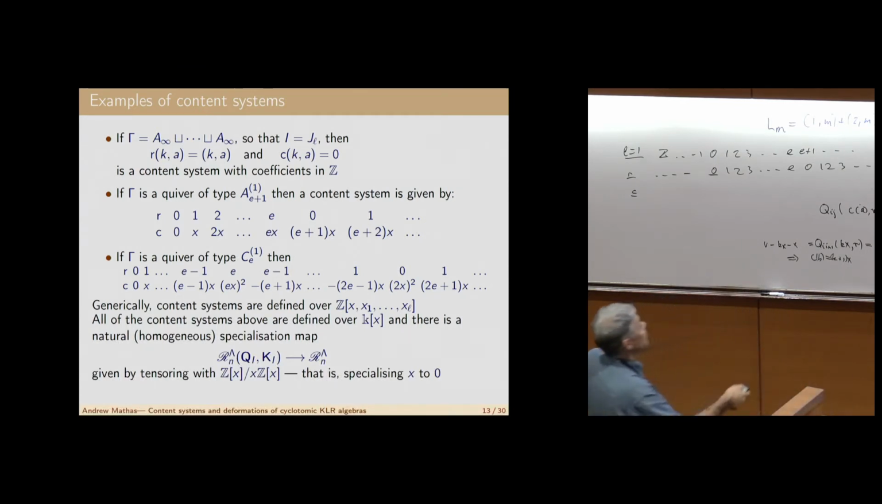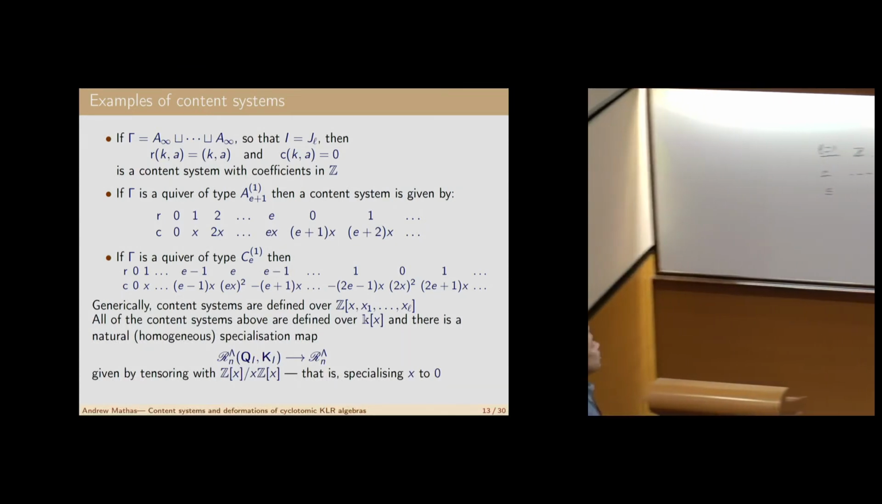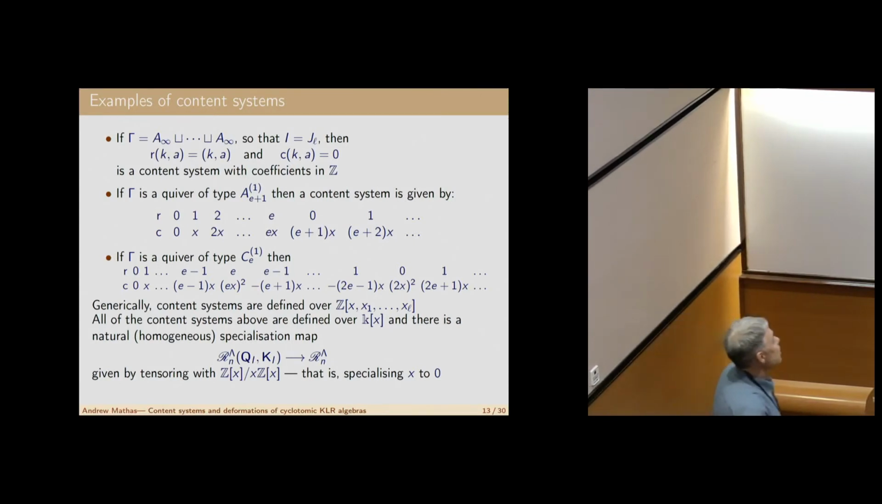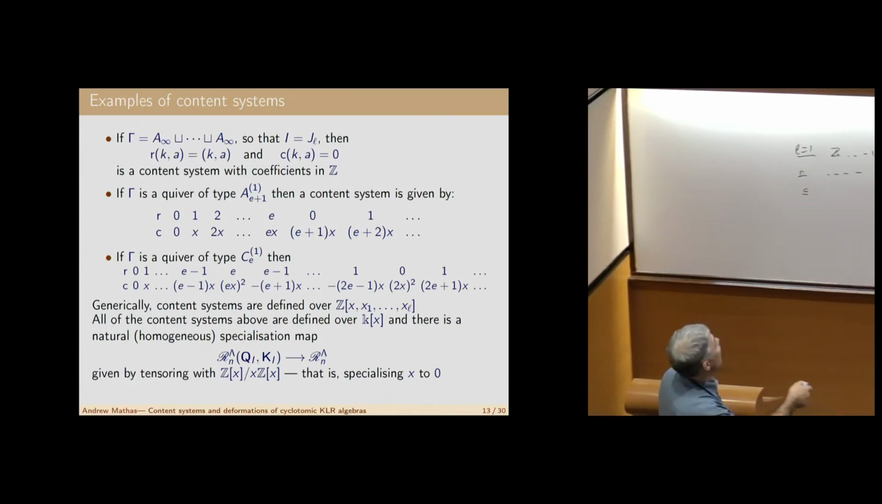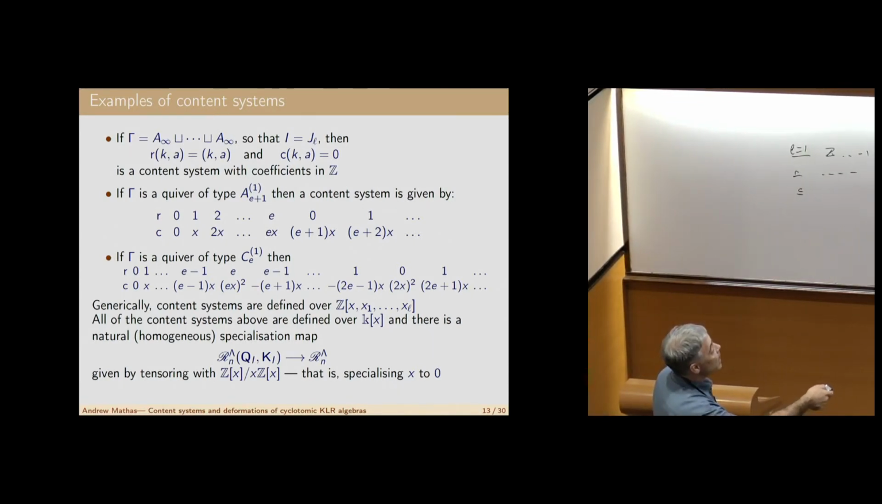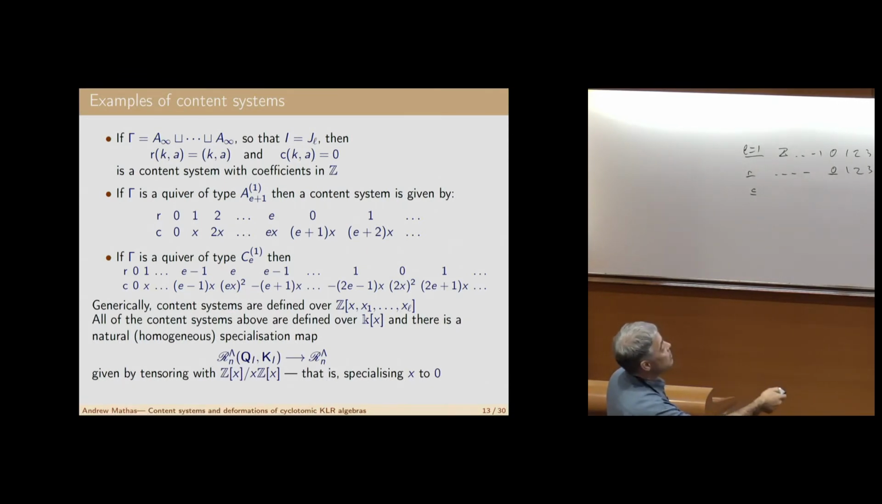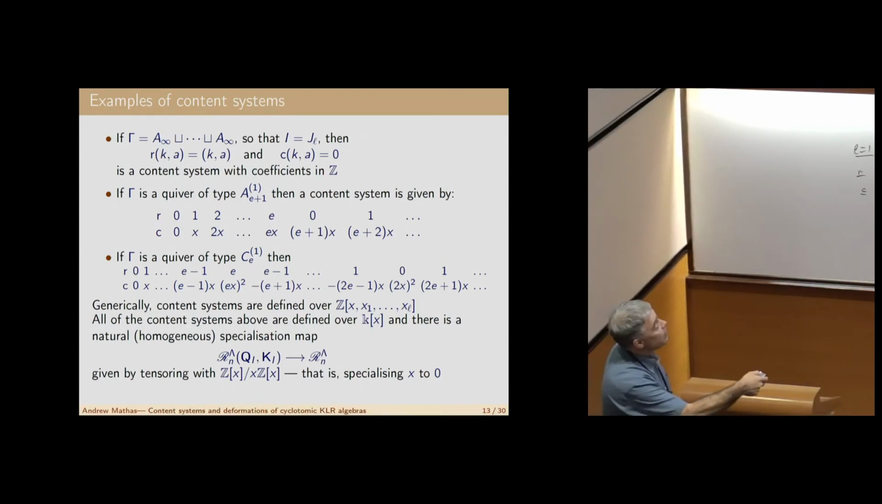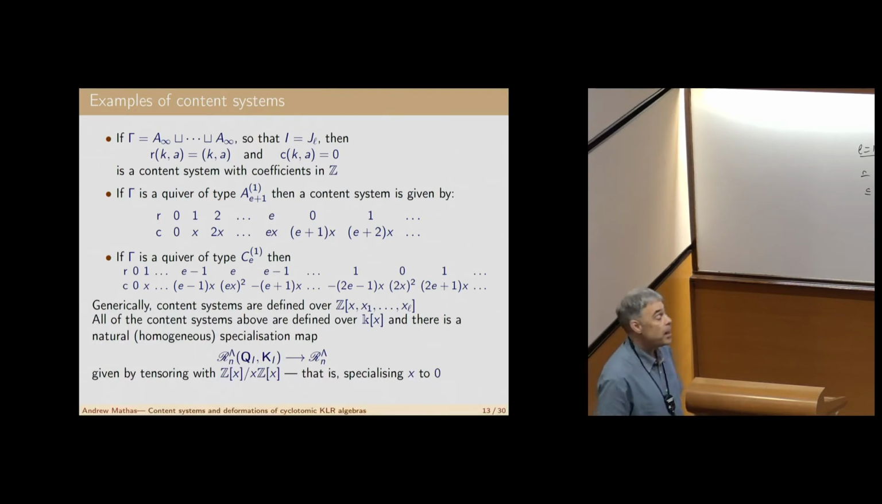The examples I've given here are all defined over just k[x], where x is some indeterminate, which I put in degree 2, typically. And then, because we're working over k[x], I can simply put x equal to 0, and I'll go from this KLR algebra down to a normal KLR algebra. So this will define for me a graded deformation of the KLR algebra that I really care about.